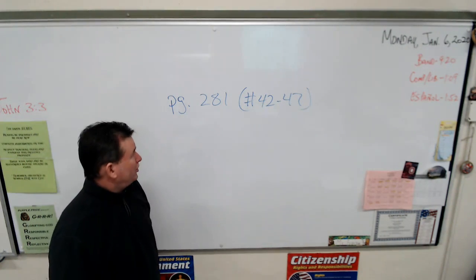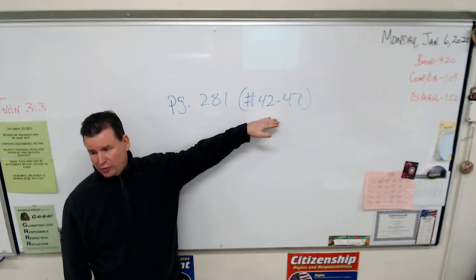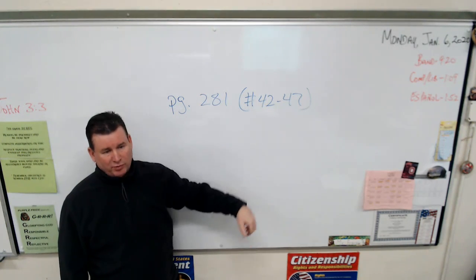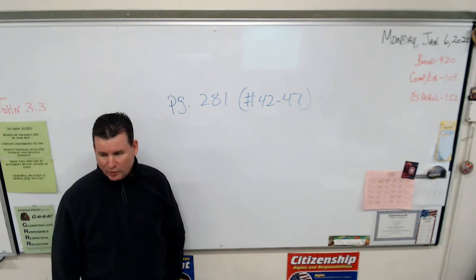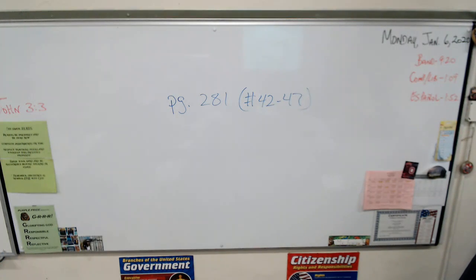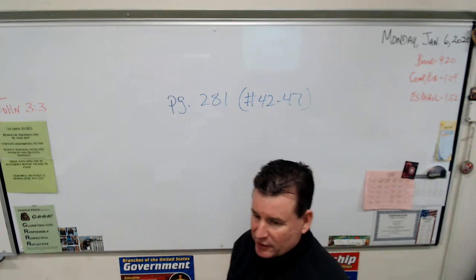Right now, Julia, Johnny, and Sawyer, we're getting back in the groove by doing these six items on page 281 to pick up where we left off. But before we just dive right in, let's get a little practice with something that we left off with. Yes, 42 through 47 on page 281. Solving for C, 42. What does C equal?